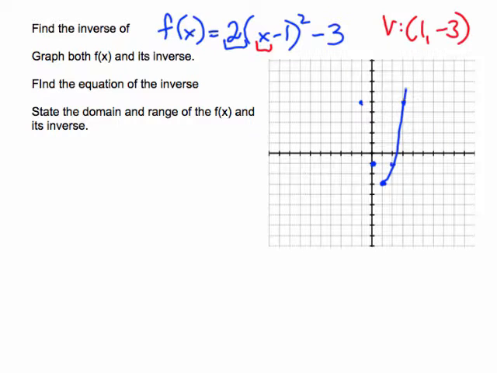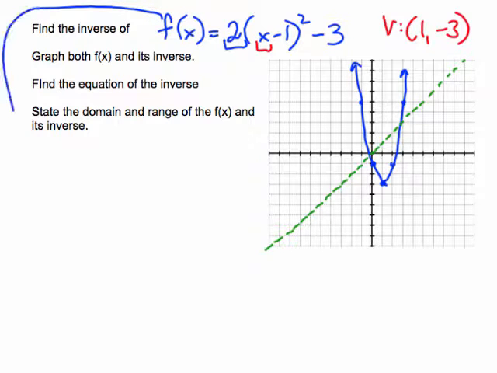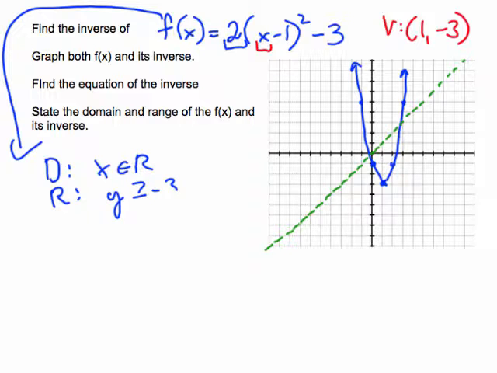And so my graph looks like so. And so now I'm going to draw the inverse, which I know is a reflection of the original graph about y equals x. And just before I do that, let's just state the domain and the range of the original graph. The domain of my original parabola is all reals, and my range is y is greater than or equal to negative 3.